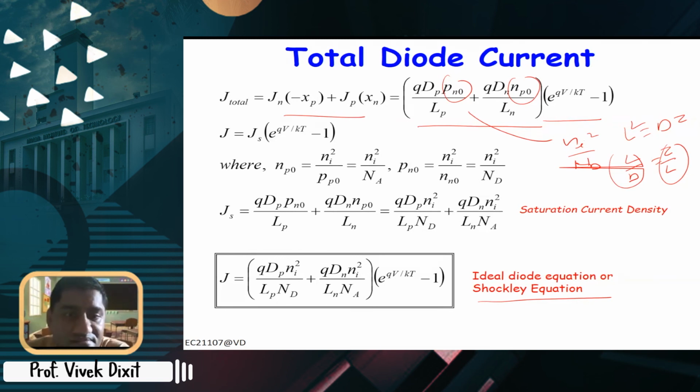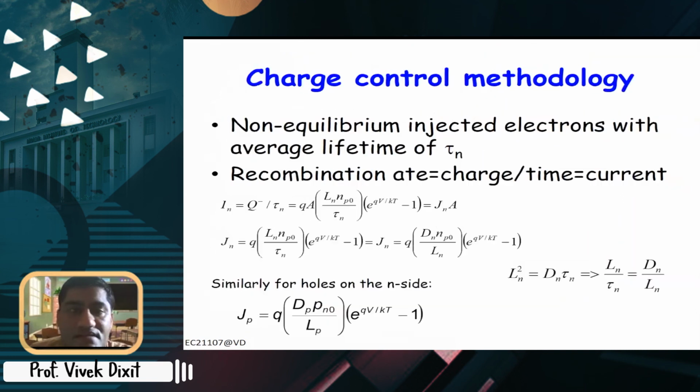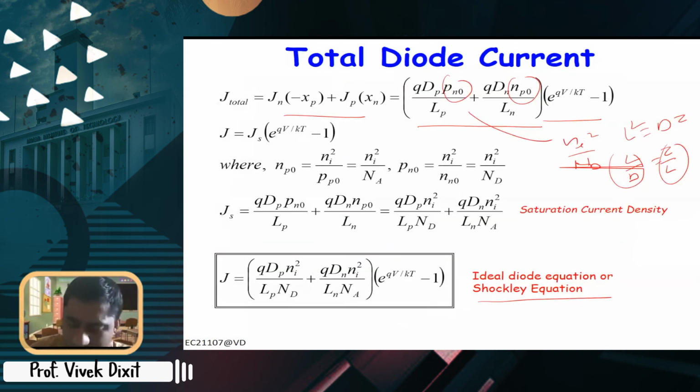So far, any doubt? Let me discuss here only. Let's consider a p plus n junction. In that case, what will happen? The holes injected from the p side will be much larger, and electrons injected from the n side will be smaller, because it is p plus doped.